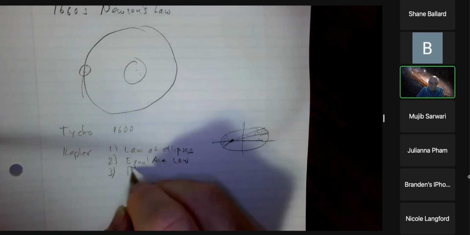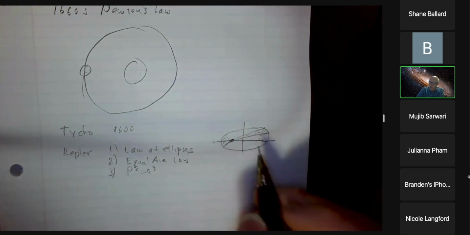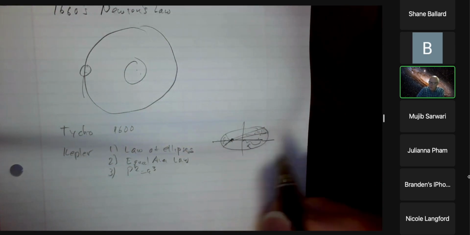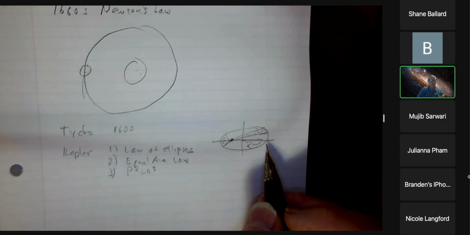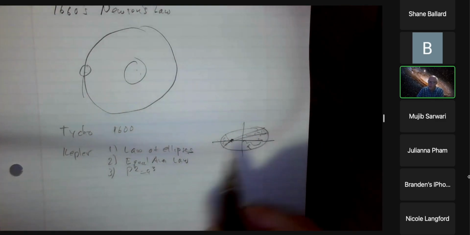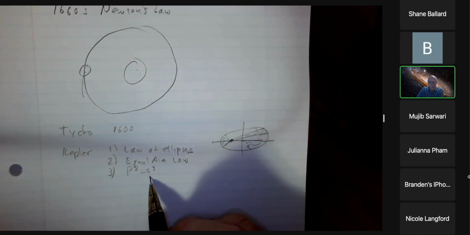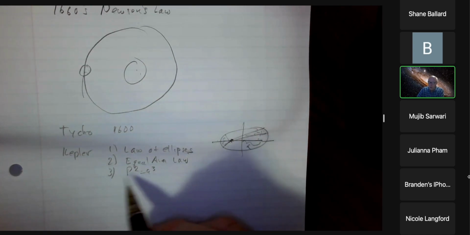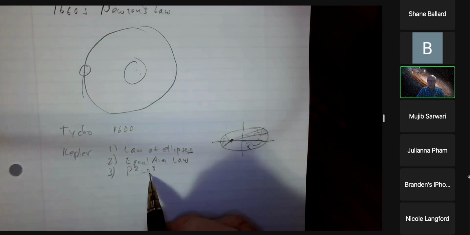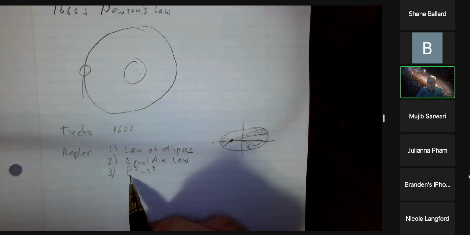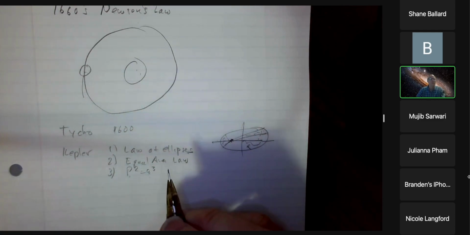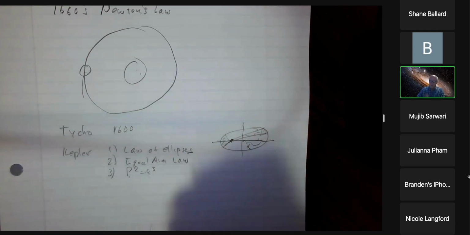And the last one is the famous P squared equals a cubed law. It says that if you measure this distance, usually by the variable a, in astronomical units, the average distance between the Earth and the sun, then that value and the orbital period will be related by this relationship. The beauty of this relationship is that if you know one of them, you can compute the other. Now, it turns out you can't measure the distance very easily, but you can measure the period. So once you know the period, you can compute the distance, and therefore how far things are away.